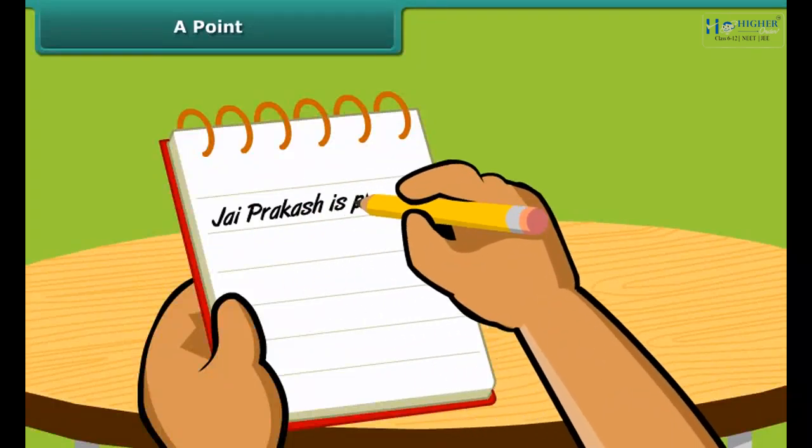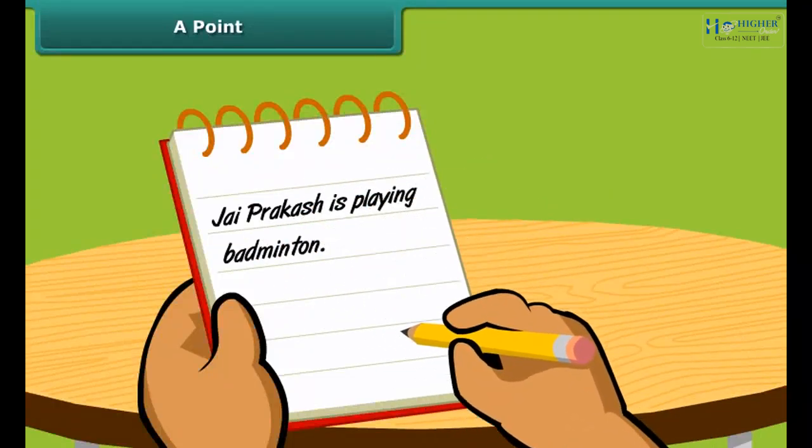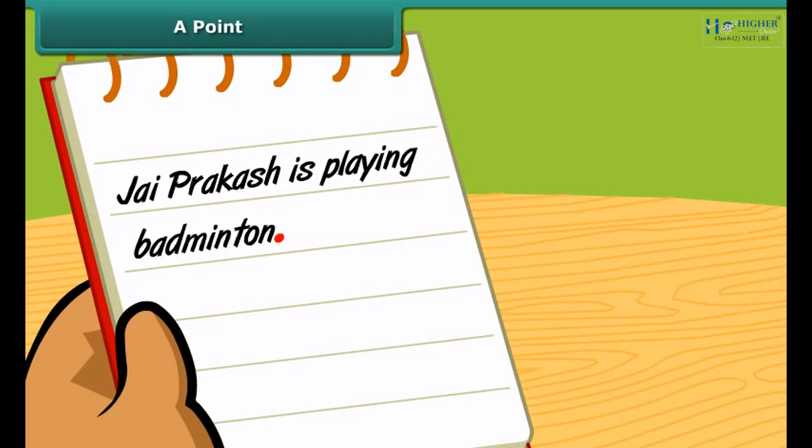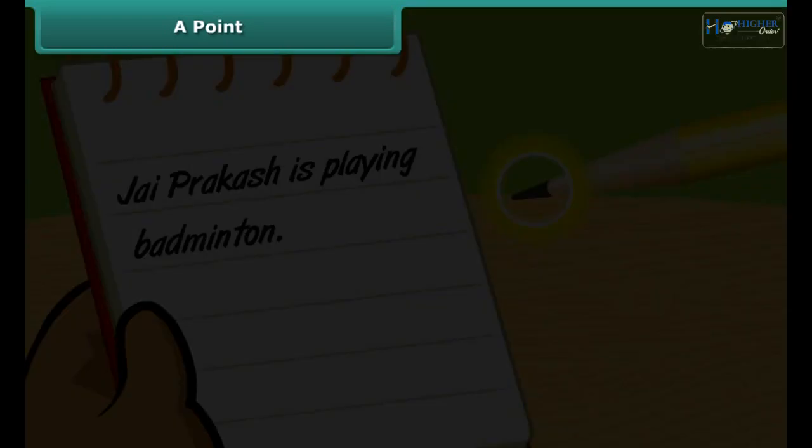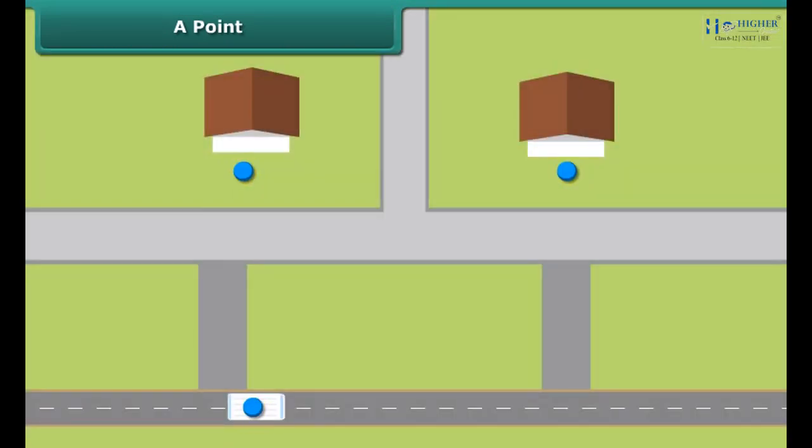A full stop at the end of a sentence denotes a complete sentence. The full stop is a point with dimensionless shape. The almost invisible tiny dot made by the sharp tip of a pencil is the nearest idea to a point. A point determines the location. It tells us about the position.